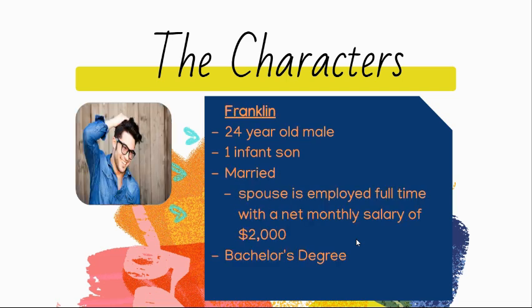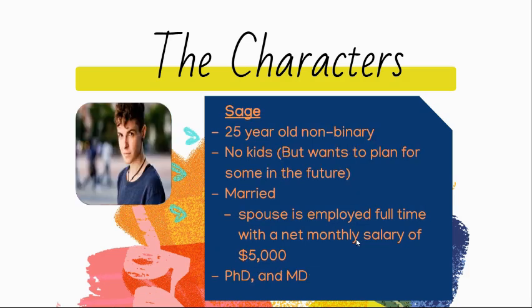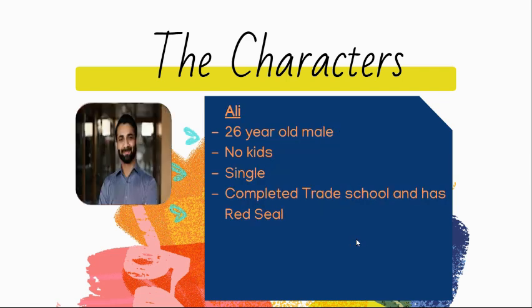Franklin is a 24-year-old male. He has an infant son. He's married. Spouse is employed full-time with a net monthly salary of $2,000, and he also has a bachelor's degree. We have Sage, a 25-year-old non-binary individual. They have no kids but want to plan for some in the future. They are married. The spouse is employed full-time with a net monthly salary of $5,000, and Sage has a PhD and a master's degree. We have Ali, a 26-year-old male, no kids, single. They've completed trade school and have a red seal, which is top of the top. You can move anywhere across Canada with a red seal.